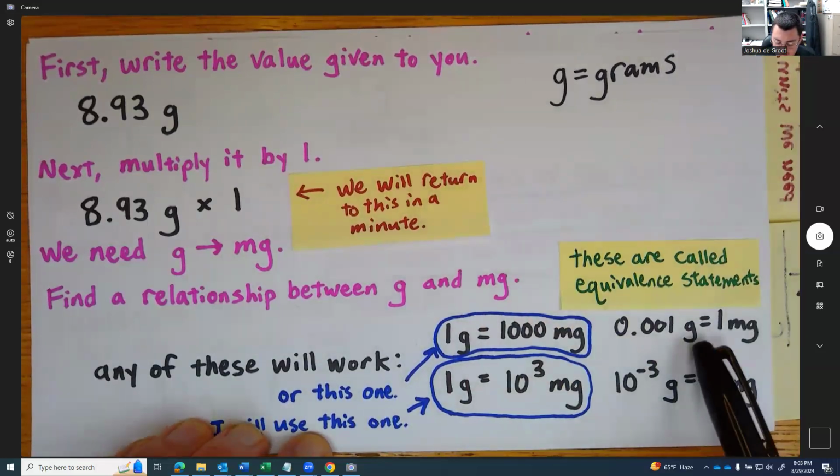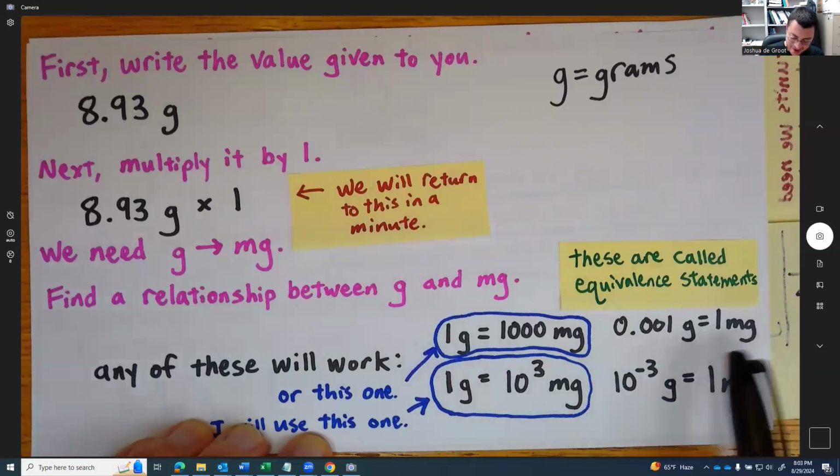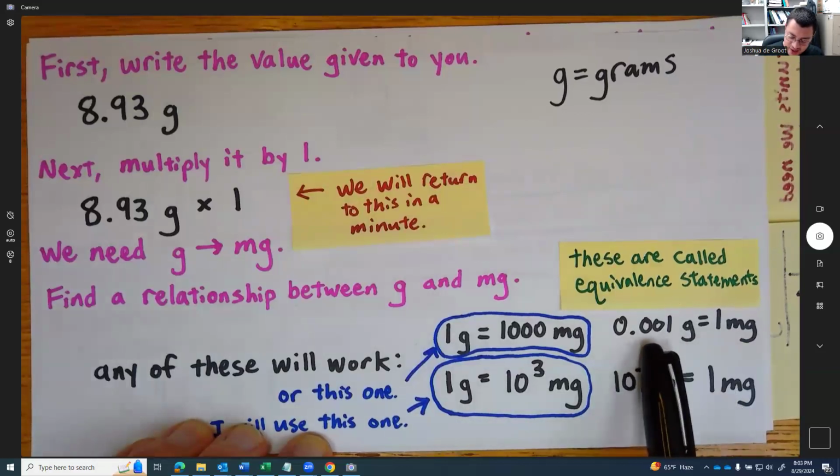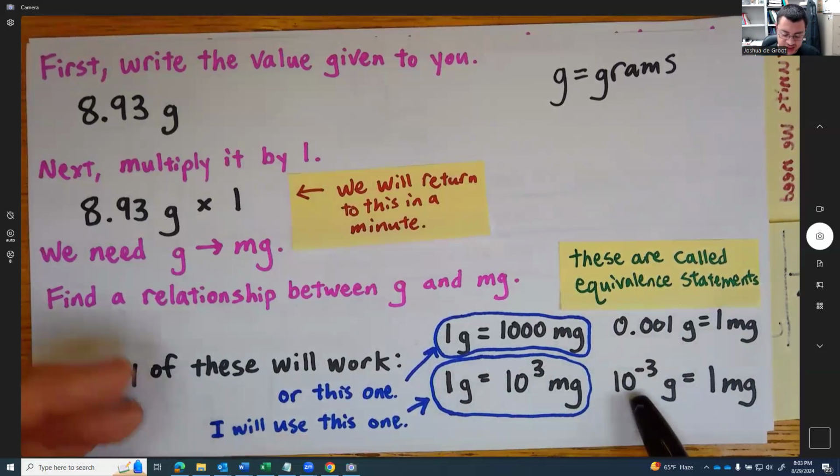A gram, the big thing, is going to be bigger than a milligram, but if we shrink it, if we multiply it by 1,000th, then we get it to be equal to the smaller milligram. And same idea here using scientific notation.